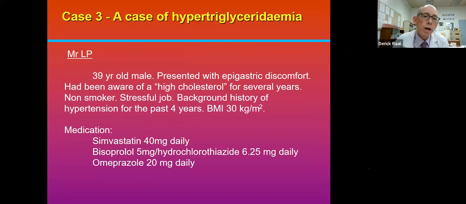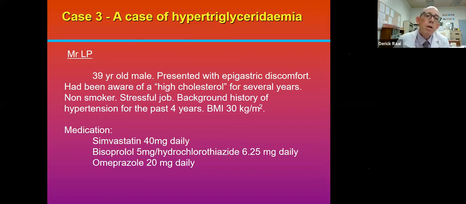So I'm now going to change track and go to the other side of the spectrum, looking at a patient with very high triglycerides. This is a 39-year-old male who presented with some epigastric discomfort. He thought maybe he had a reflux or a peptic ulcer. He had been aware of a high cholesterol for many years, but he didn't smoke. He had a stressful job. I'll come back to that in a minute. He had been hypertensive for the past 4 years, and his body mass index was 30 kilograms per meter squared. So he was overweight, but not morbidly obese.